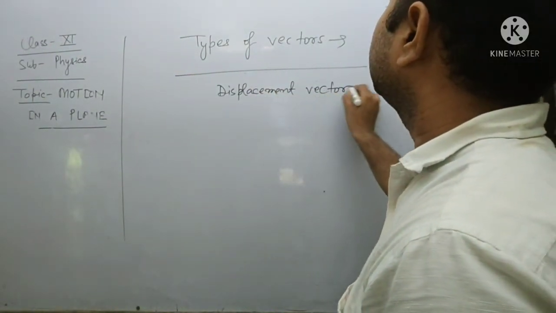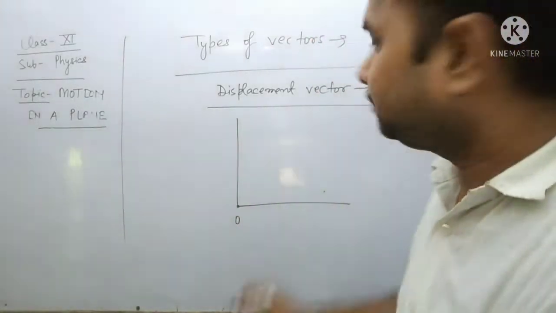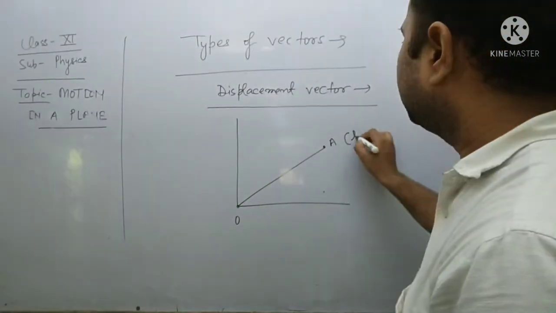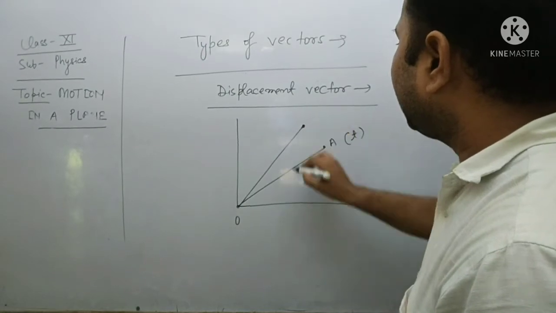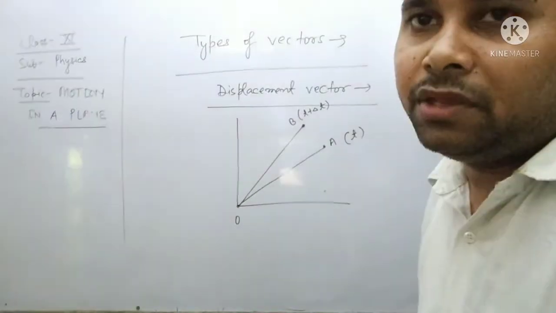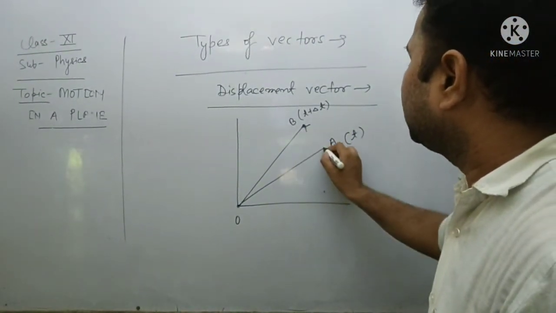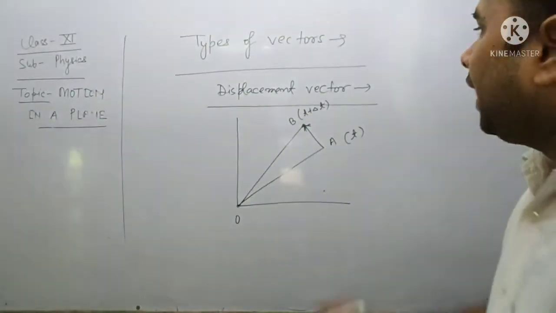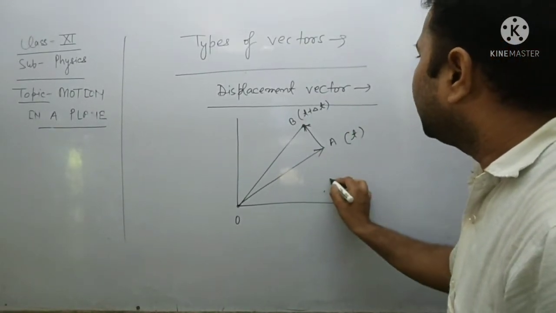Displacement vector. Again, suppose with respect to this origin, at an instant of time t, the body is at A, and after time delta t, at time t plus delta t, it is at the new position B. So this is the displacement AB. AB is the displacement, and the displacement vector here is AB.